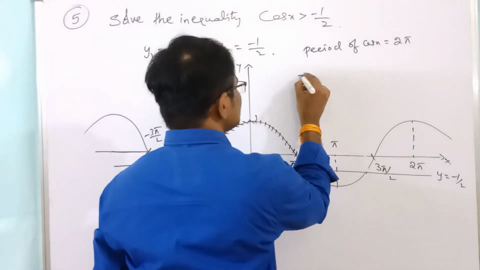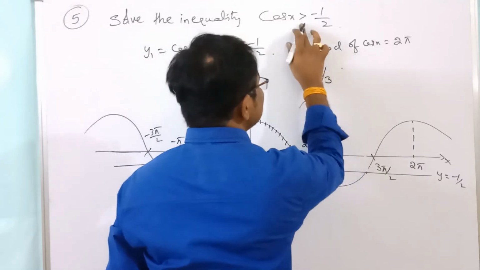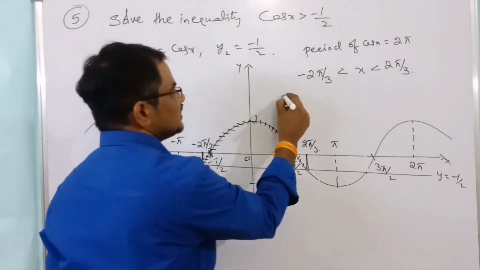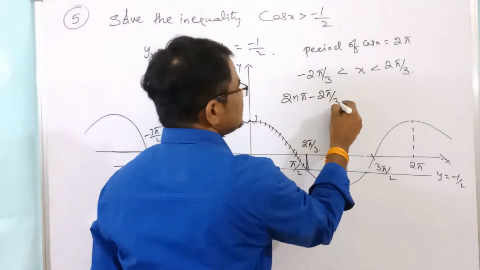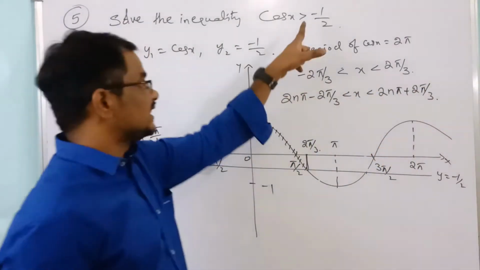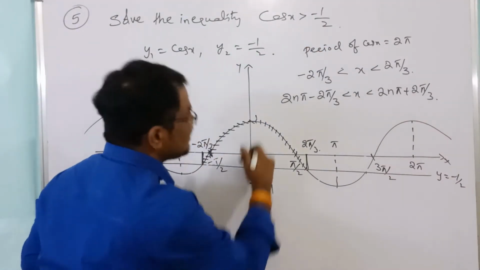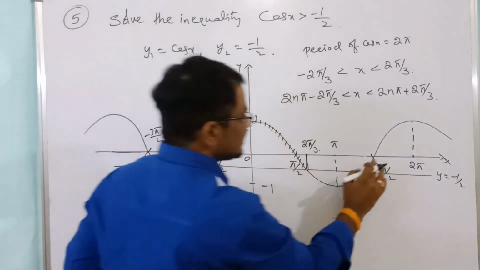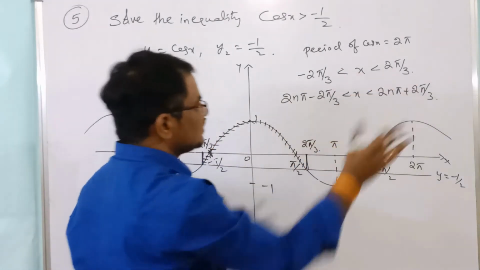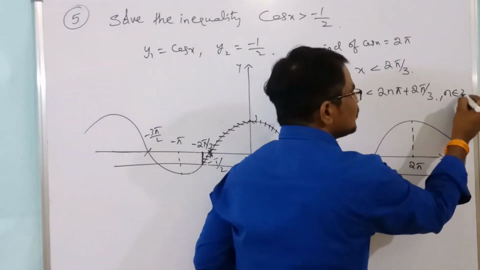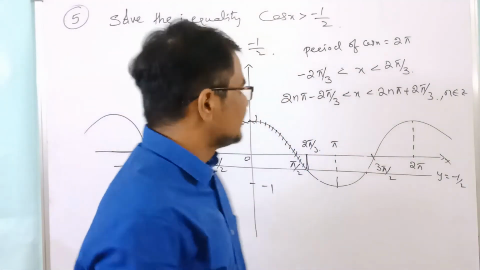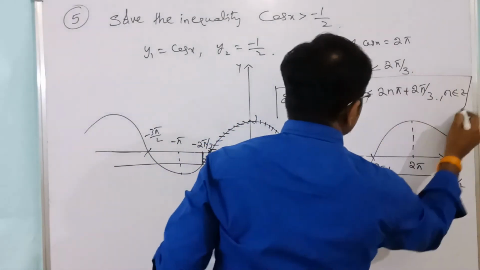Now what is the simplest solution? Minus 2 pi by 3 less than, strict inequality is there, less than 2 pi by 3. Now if you generalize this one, 2n pi minus 2 pi by 3 less than x less than 2n pi plus 2 pi by 3. Okay? Here greater than is there, so that's why greater than minus 1 by 2. Here and here also there, but only this one I am taking. Then if you substitute all the integers n equal to 1, 2, 3, all the intervals you will get where cos x is greater than minus 1 by 2, right? So this is our required solution.